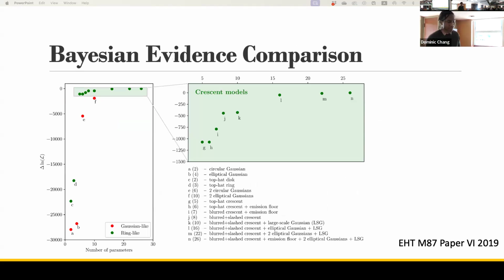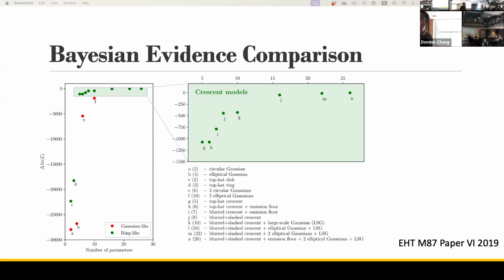And by marginalizing over that, you can make plots like this, where after classifying the models as Gaussian-like or ring-like, you see that there tends to be a preference. The data tends to prefer these ring-like models. In particular, this is coming from the 2017 paper. We did a similar thing in 2018, and we showed that the data broadly prefers ring-like models over non-ring-like models.